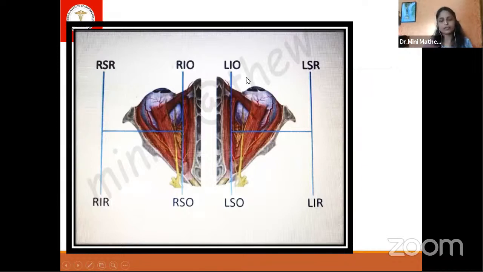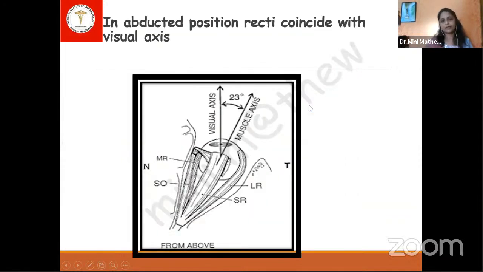This picture will show us which are the main elevators and depressors in the adducted position of the globe, and which are the main elevators and depressors in the abducted position. So why is it that the obliques act more in the adducted and the recti in the abducted position? If you remember from the anatomy of last week, the insertion of the superior rectus is oblique. So once the globe abducts, the superior rectus gets the advantage, and it's the main elevator of the globe in the abducted position. Similarly, the inferior rectus.